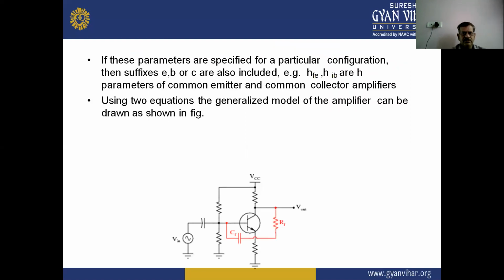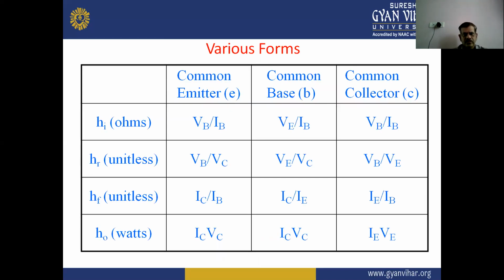If these parameters are specified for a particular configuration, then the suffix E, B or C is also included. For example, HFE, HIE, HIB are H parameters of common emitter and common base amplifiers. So using two equations, the generalized model of the amplifier can be drawn as shown in this figure.